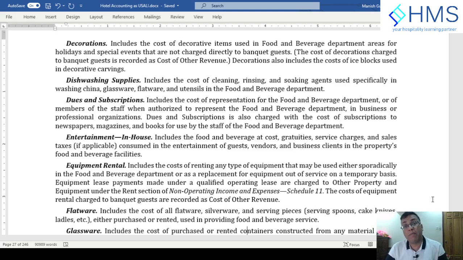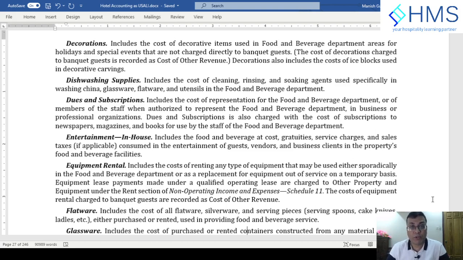If it's a specific function, then you will be going into the banquet expenses, but if it's a regular decoration, or for the holiday season, maybe for honeymoon, for Halloween, for Christmas, for New Year, the restaurant may be spending money on the decorations, so that cost will be going to the decorations.